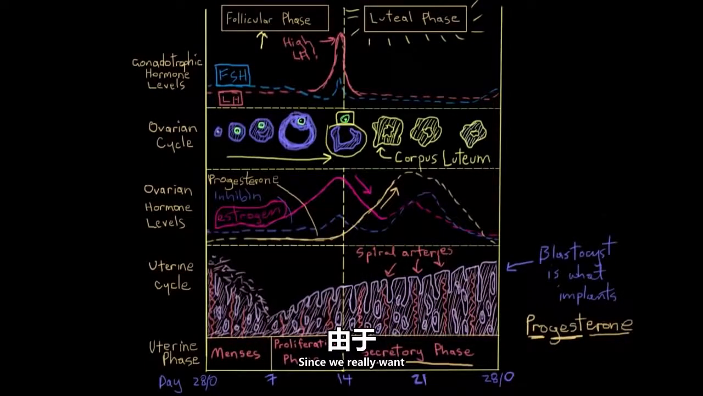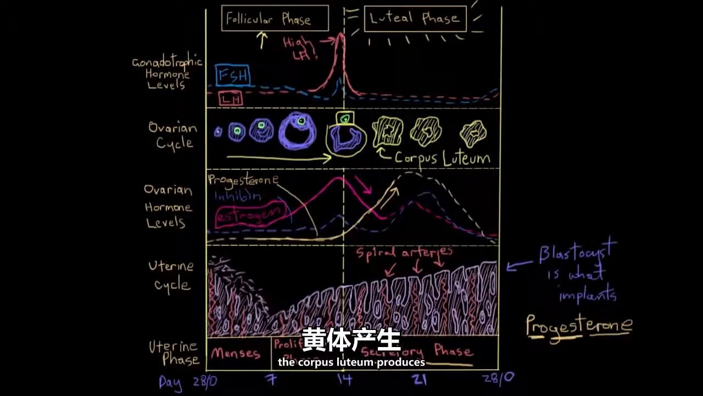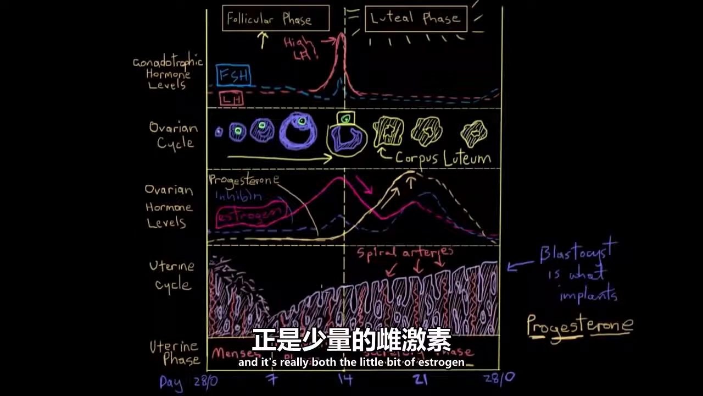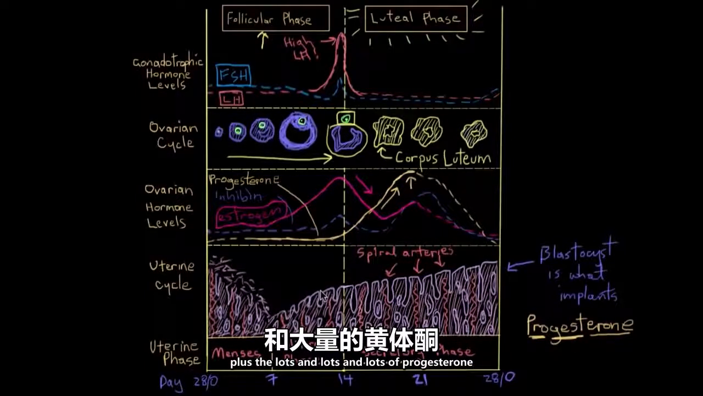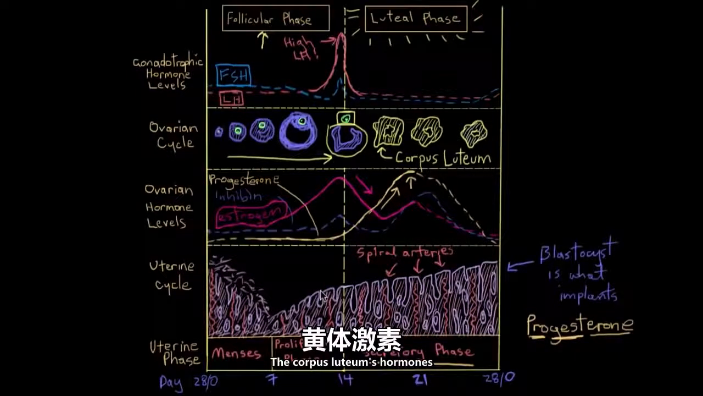So since we really want that nice hospitable environment for gestation, the corpus luteum produces lots and lots of progesterone. And by the way, there's still a reasonable amount of estrogen kicking around, and it's really both the little bit of estrogen plus the lots of progesterone that helps to ready the endometrium for pregnancy. The corpus luteum's hormones are doing other things too, though.